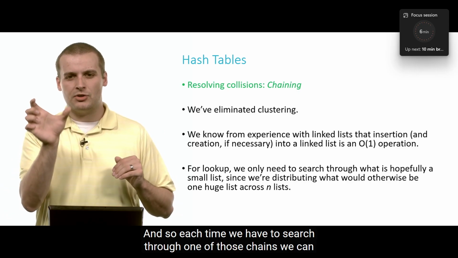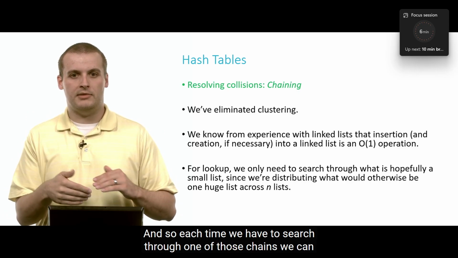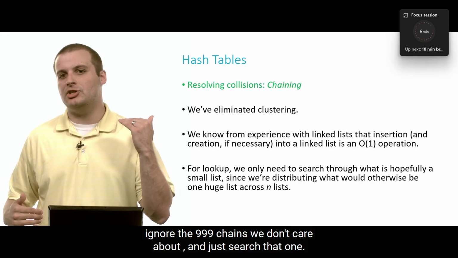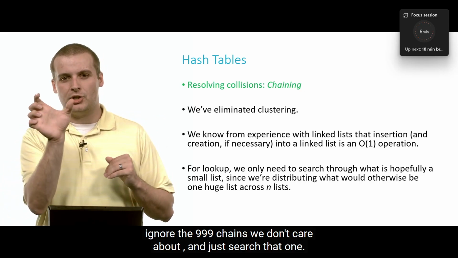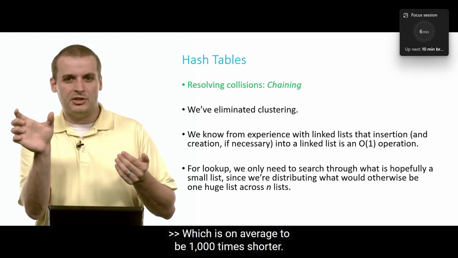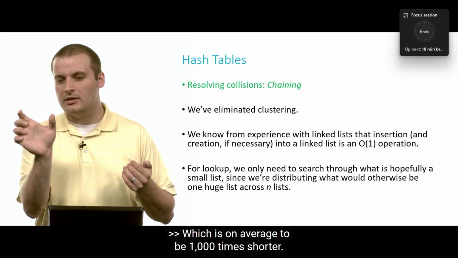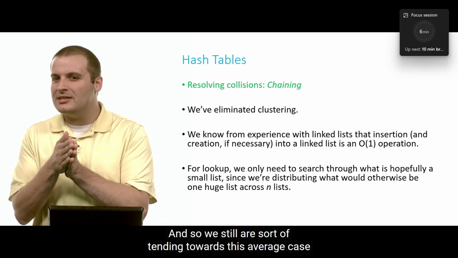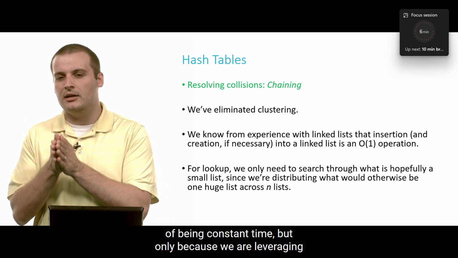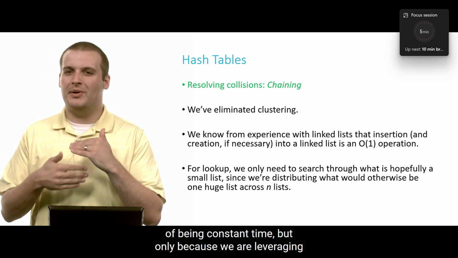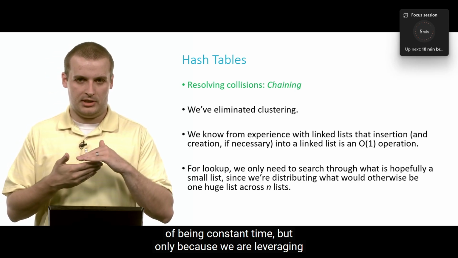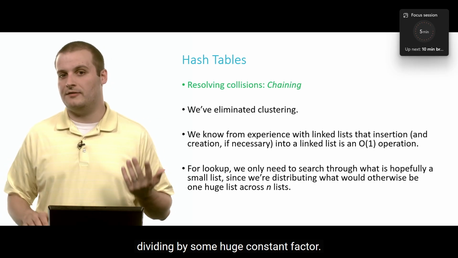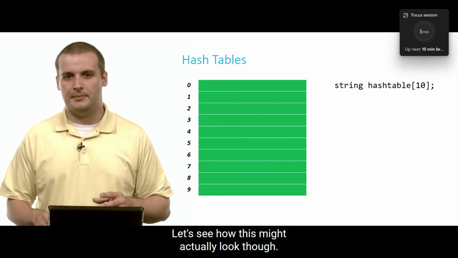And so each time we have to search through one of those chains, we can ignore the 999 chains we don't care about and just search that one, which is on average going to be 1,000 times shorter. And so we still are sort of tending towards this average case of being constant time, but only because we are leveraging dividing by some huge constant factor. Let's see how this might actually look, though.